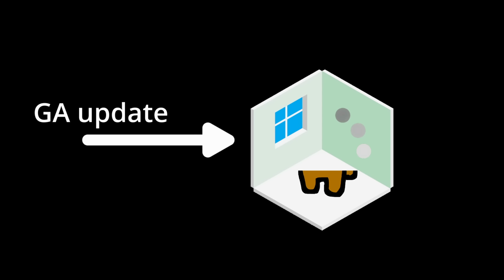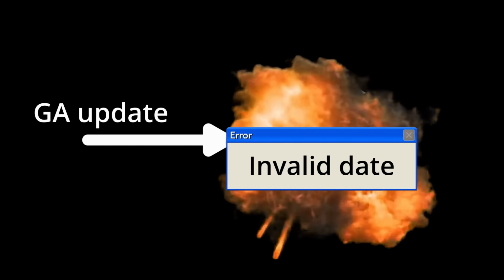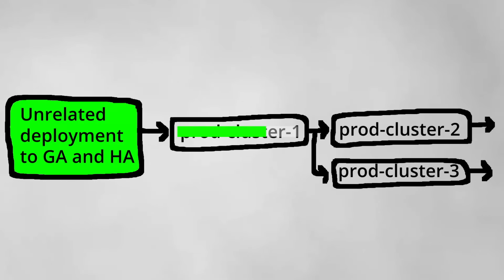The GA also restarts when it receives updates, and there was an ongoing deployment going out to update the GA and HA, so any clusters which received this deployment would also blow up.